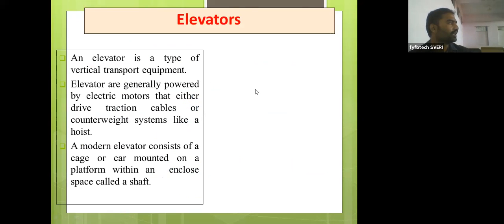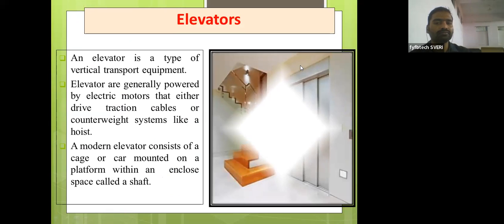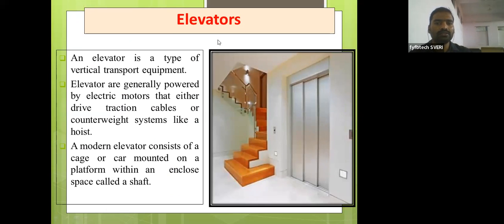Okay, next point is elevators. Have you seen elevators anywhere? Is it a horizontal movement or vertical movement? Vertical movement. So an elevator is a type of vertical transport equipment. You are on the ground floor right now. If you want to move to the third floor, there is an elevator. You can call it a lift also. If you want to move from one floor to another floor, you can use it. This is called an elevator.